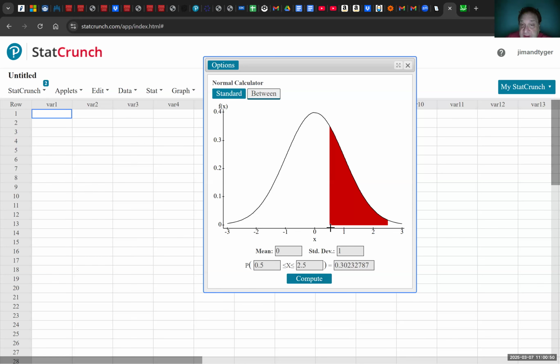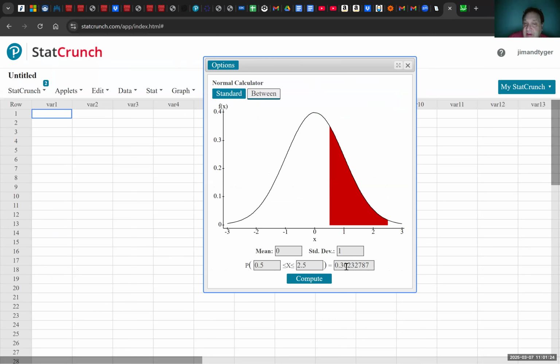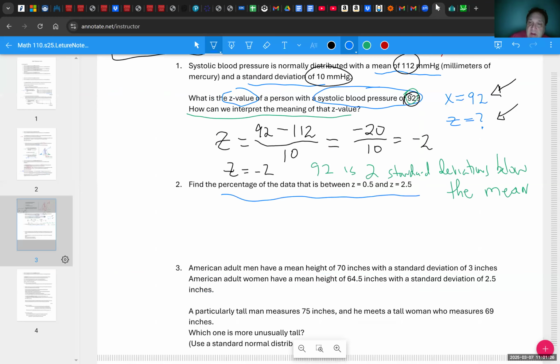So there's 0.5 to 2.5, and it's around 0.30, a little bit more than 30% of the data is between z equals 0.5 and z equals 2.5. In other words, a little bit more than 30% of the data is between half a standard deviation and 2.5 standard deviations above the mean. All right, so what percentage of data is between 0.5 and 2.5? That's the 30.2%. Looks like I didn't write my answer, but I know it is right here, 30.2%.